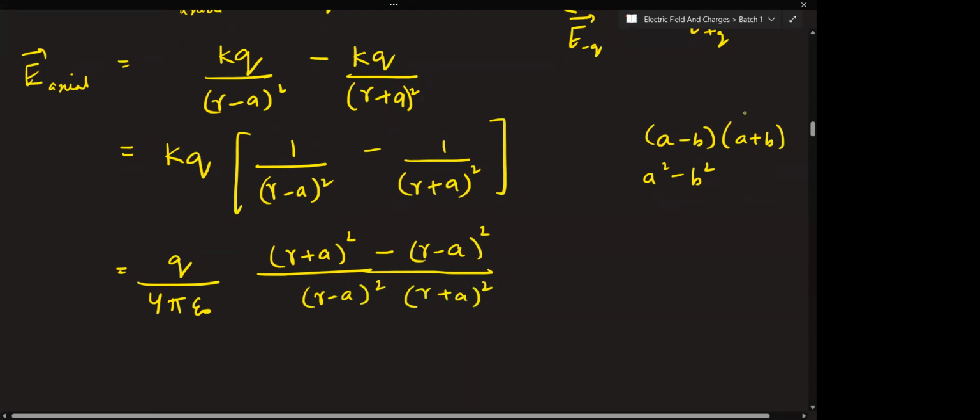Now is it resembling this identity? A minus B and A plus B. But just ignore the square. Apart from this square, we have this term with us.